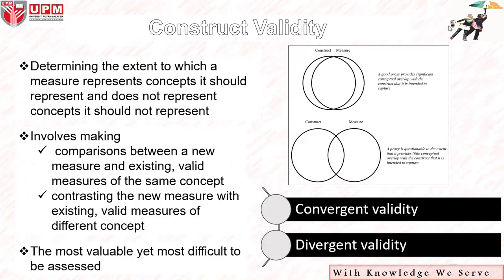Okay, next one, construct validity. Construct validity ni biasanya dibuat oleh higher level lah. Okay, it determines the extent to which a measure represents the concept it should represent and does not represent the concept it should not represent. It sounds quite similar with content validity, but this one is more in depth. Ni lagi mendalam. Kat sini kita nak tahu sama ada instrumen kita tu betul-betul ukur apa yang dia patut ukur, ataupun maksudnya instrumen kita tu dia include elemen yang perlu dimasukkan ataupun tak.